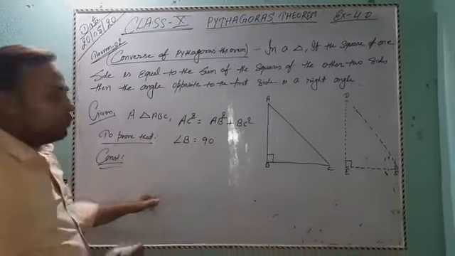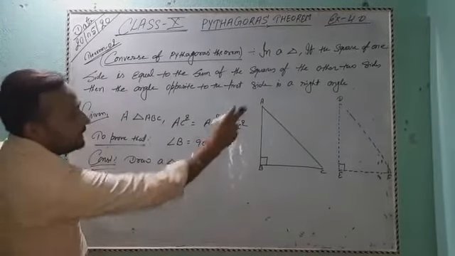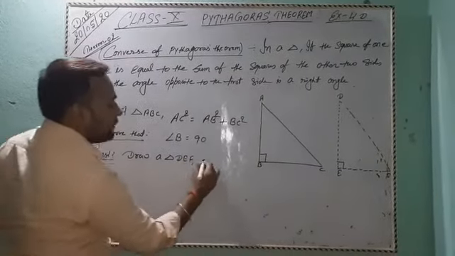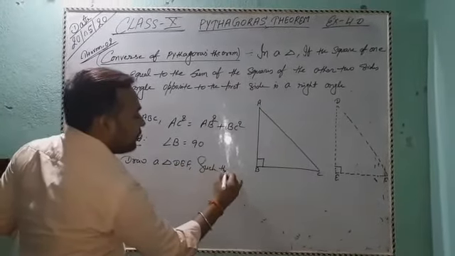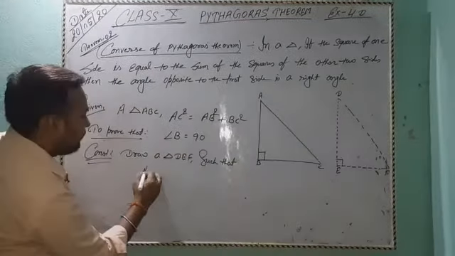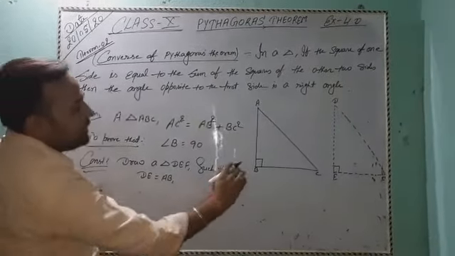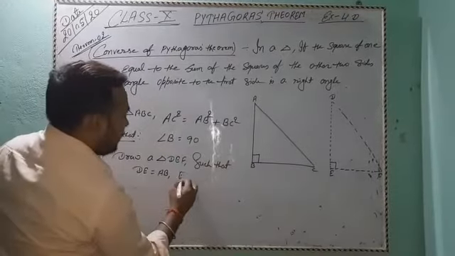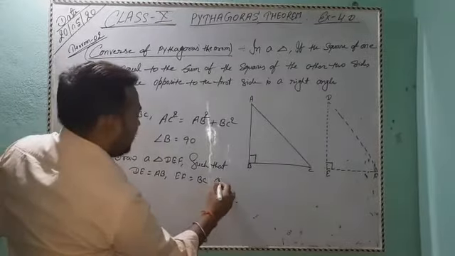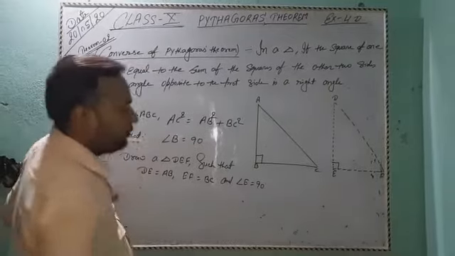So draw a triangle DEF such that DE equals AB and EF equals BC and angle E equals 90 degrees.